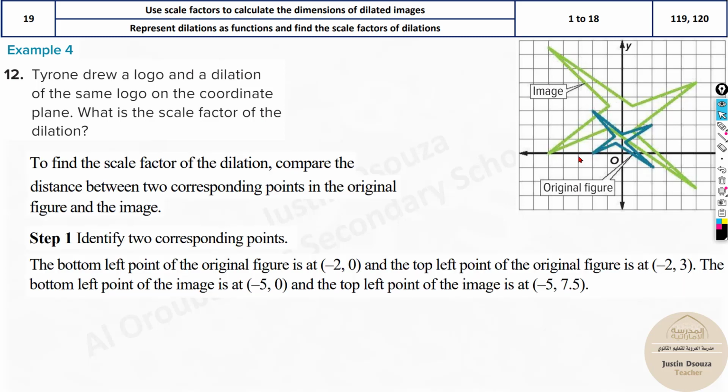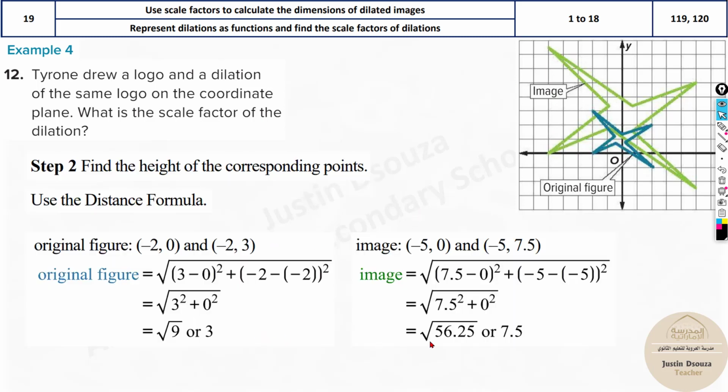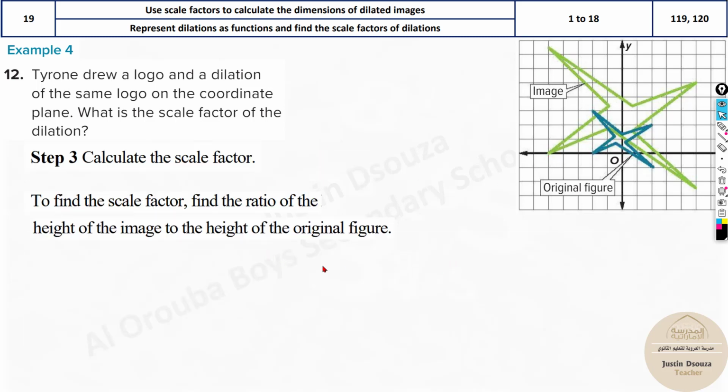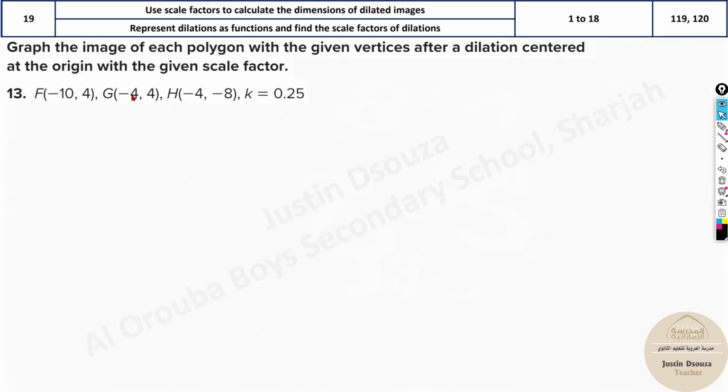Bottom left, these 2 are taken because they are more easily available, this is half, right? So you can see this is 3 and this is how much? 3, 6, 7, 7.5. So the ultimate answer will be 3 and 7.5 just from reading this, or you can use the distance formula, it's fine. And then just divide them both, you will get the answer. That's how we can easily solve it. The scale factor is 2.5 here. It's an enlargement.